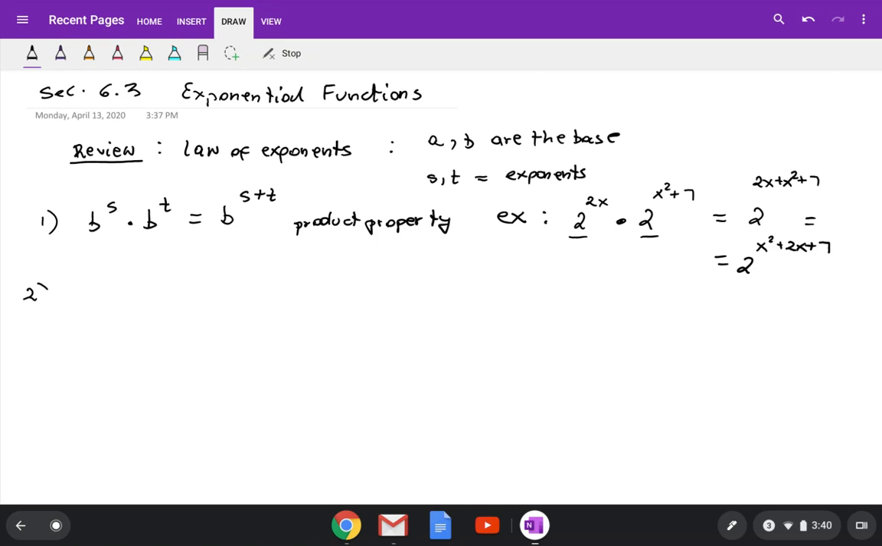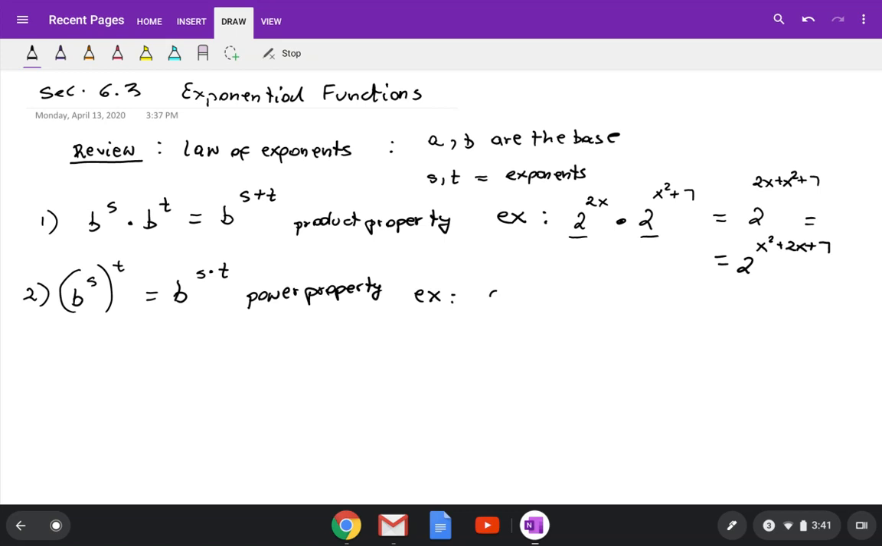The second property is the power property. You have the base to the power of s, and we bring that expression to the power of t. When you have a power of a power, you copy the base once and you multiply the exponents. We call this the power property, and I will give you an example.